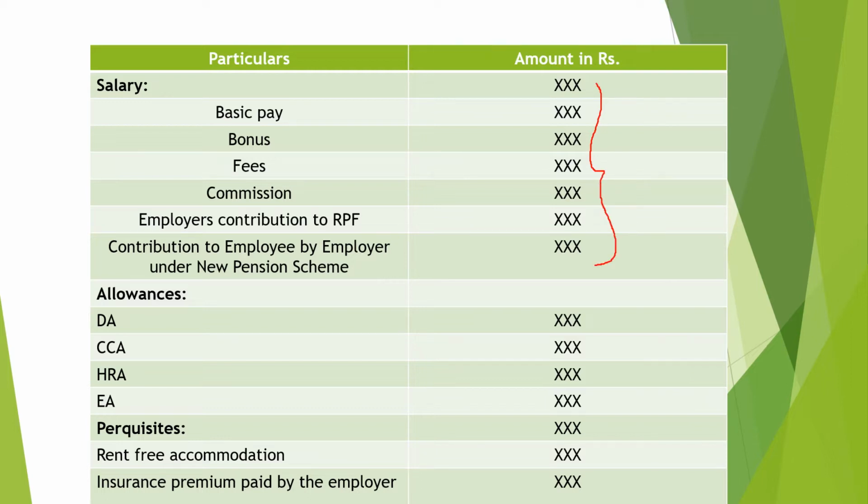After this, it is followed by allowances. In that we are going to see what the allowances are: dearness allowance, CCA (city compensatory allowance), then human resource allowance, and entertainment allowance. So these are the various types of allowances being taken here. Next, perquisites. Now we'll see what perquisites are: rent free accommodation and insurance premium paid by employer. Next, it is continued in the next slide.